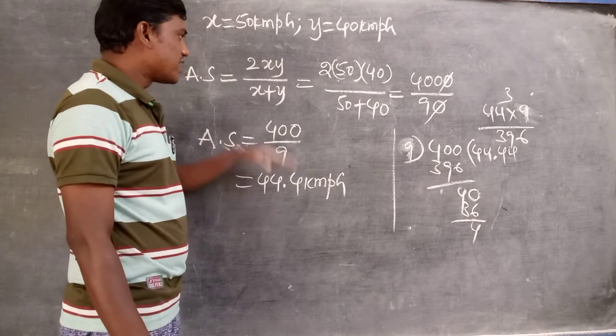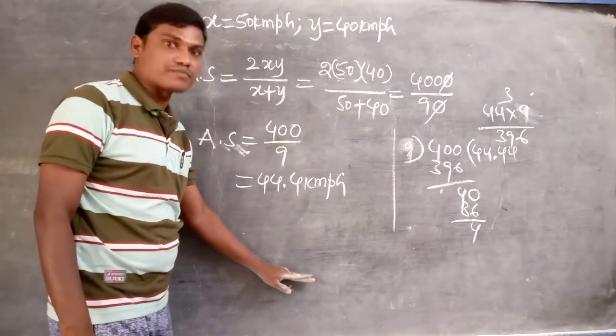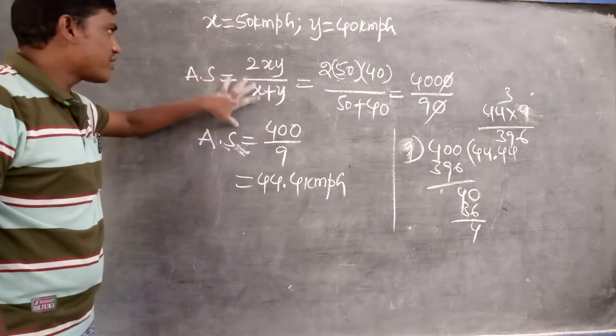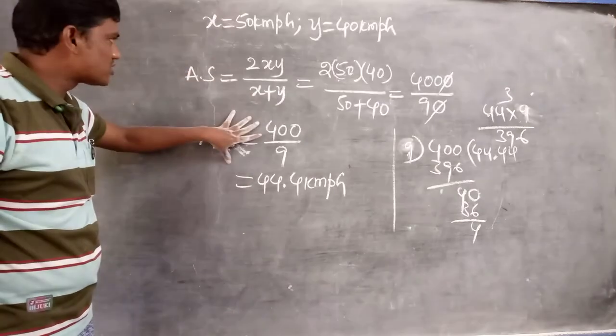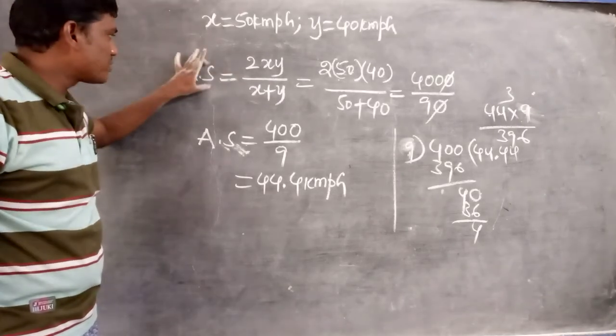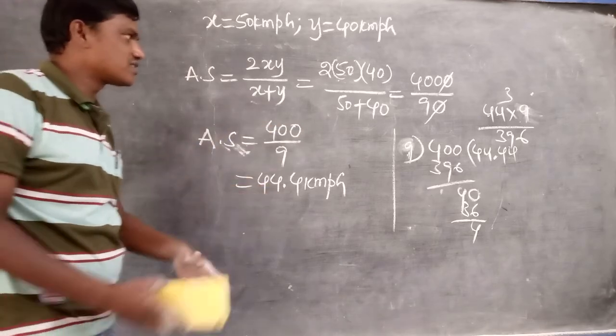Otherwise, instead of this one, we can follow the regular method, but it will take so much time and you may also get confused. So when they give this type of numerical, we can follow this method. It is used mostly in company examinations. Average speed is equal to 2xy upon x plus y. Then you can find the answer easily.